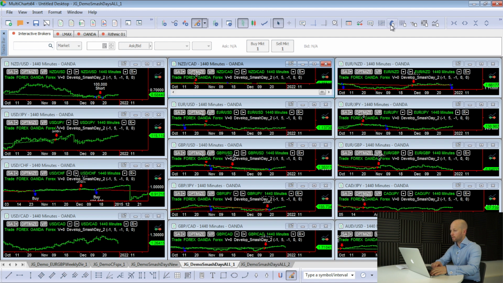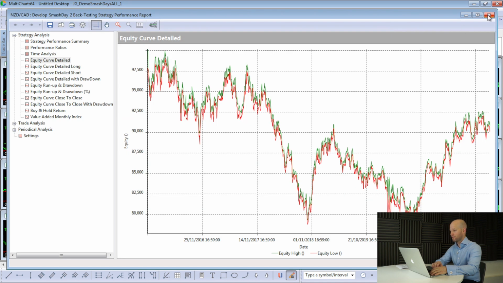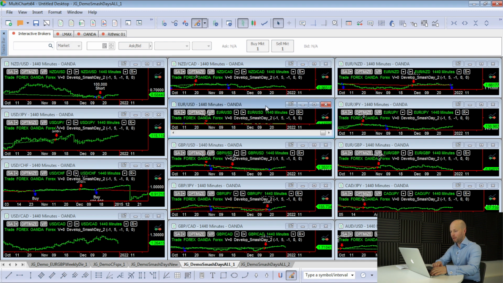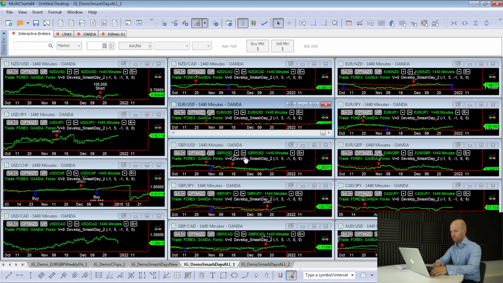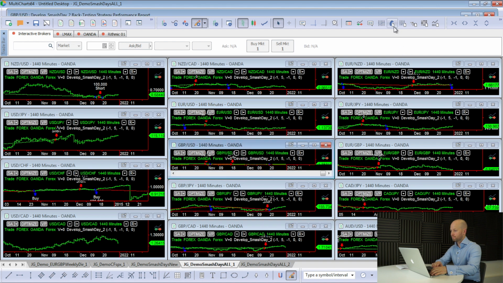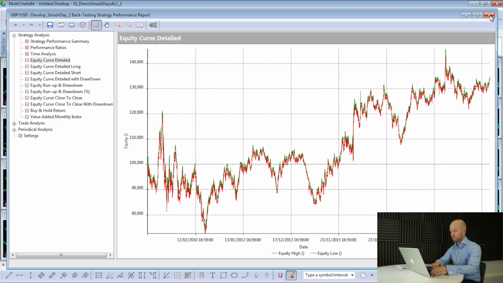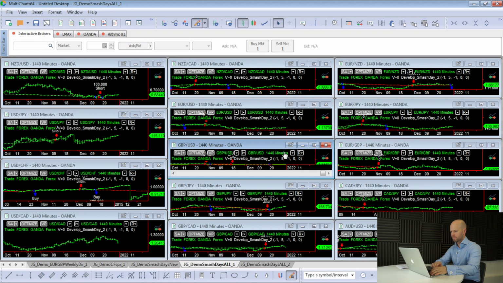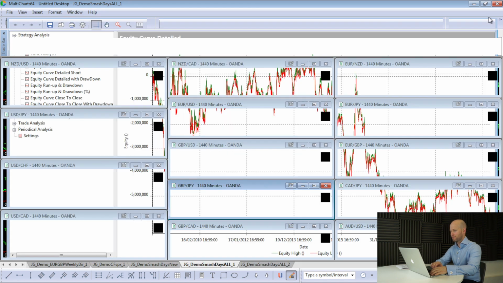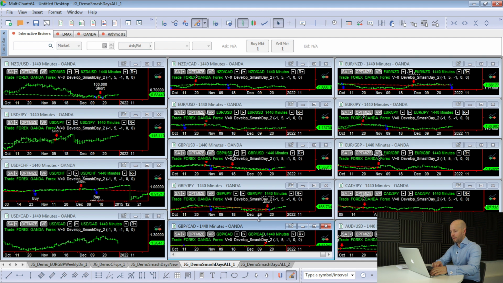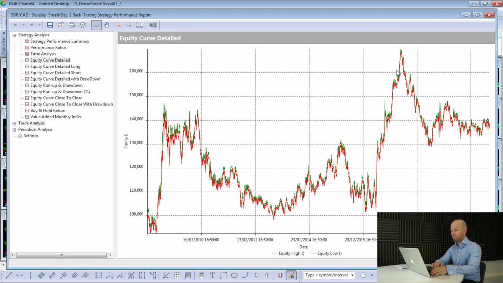New Zealand dollar, Canadian dollar. Okay, it's pretty terrible. Euro dollar, we know that works because we've made a video about that before. Let's just look at the basic equity curve, and that's what it looked like before I started really looking into it and changing the exits. Pound dollar, that's showing a little bit of promise. Pound Japanese yen, that's pretty terrible. Pound Canadian dollar, not very good.